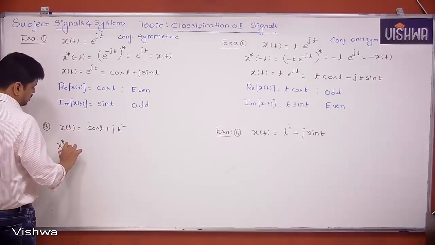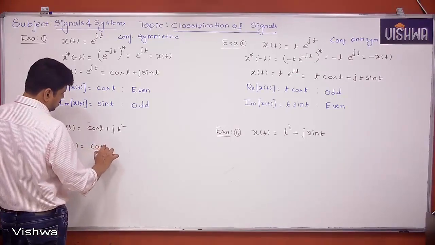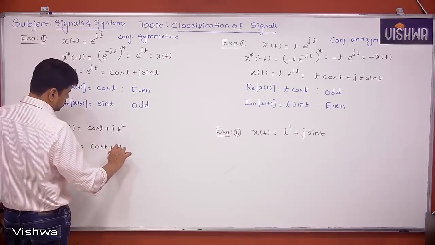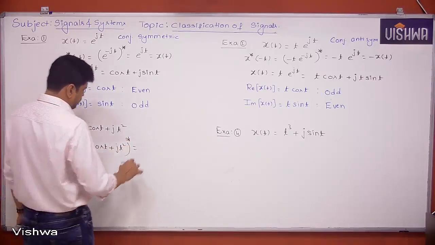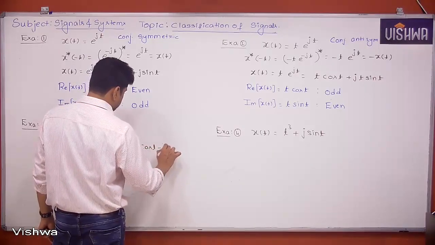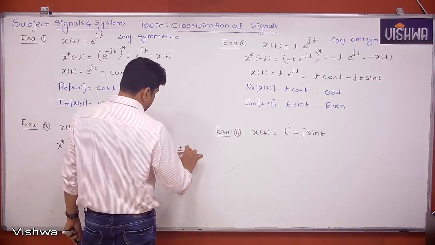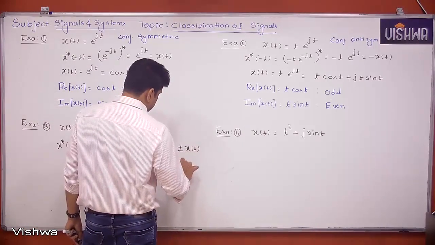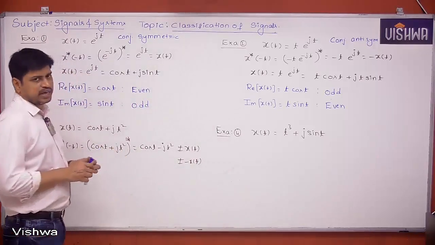Coming to third example, x conjugate of minus t. First t is replaced with minus t, cos t plus j t square whole conjugate, which is cos t minus j t square. So I can say it is not equal to x of t. It is not equal to minus x of t also. So I can say it is an unsymmetric signal.